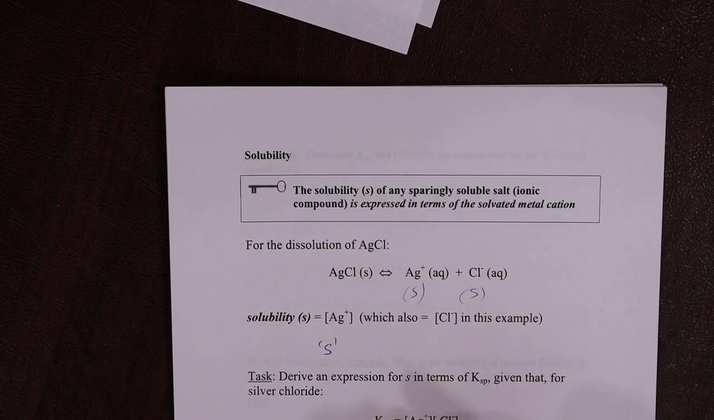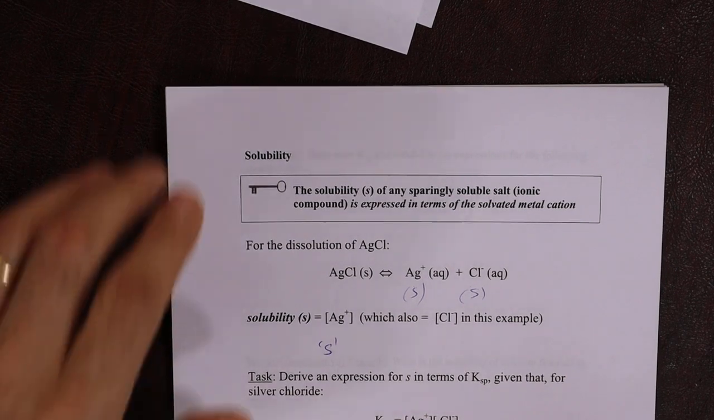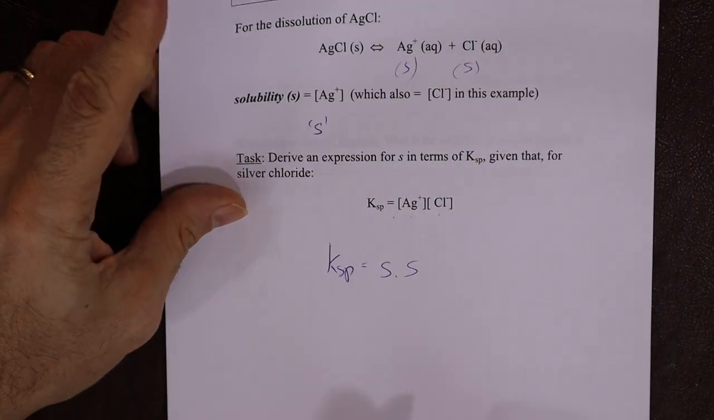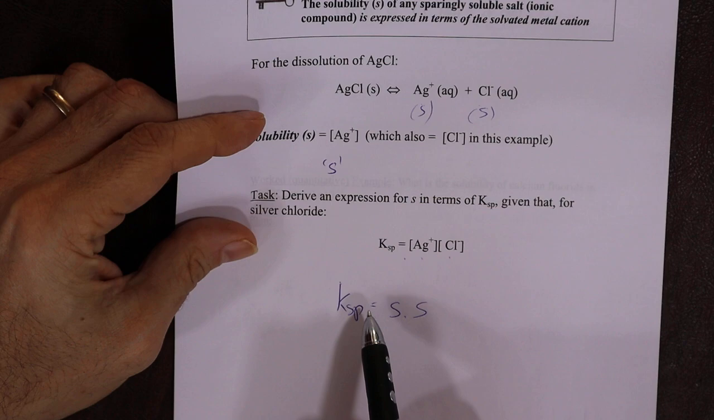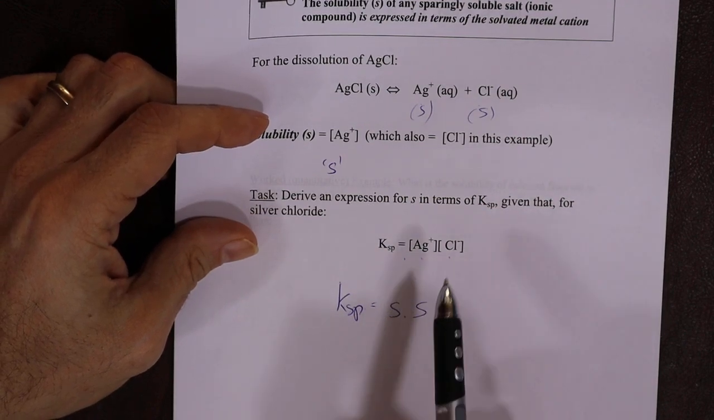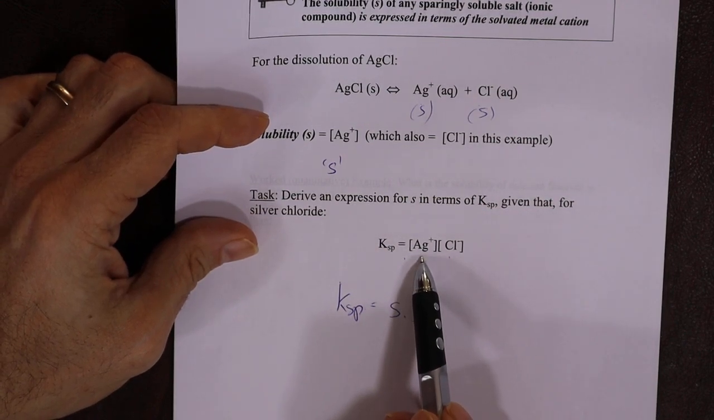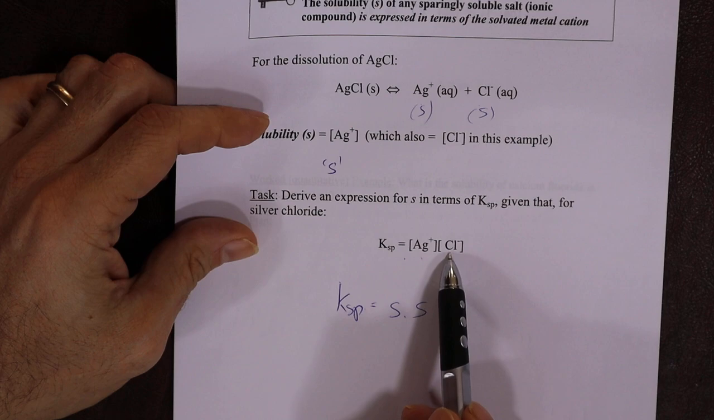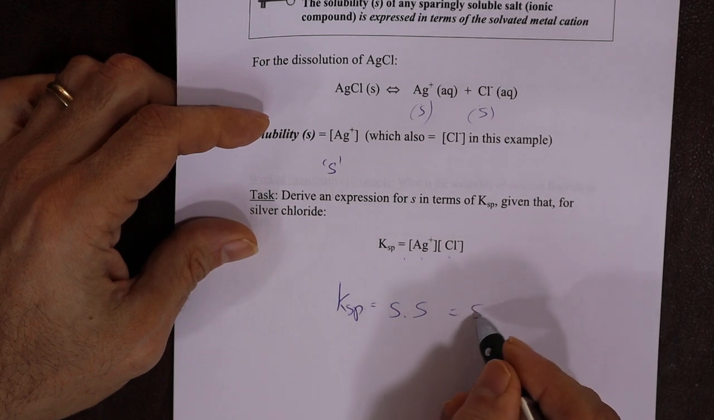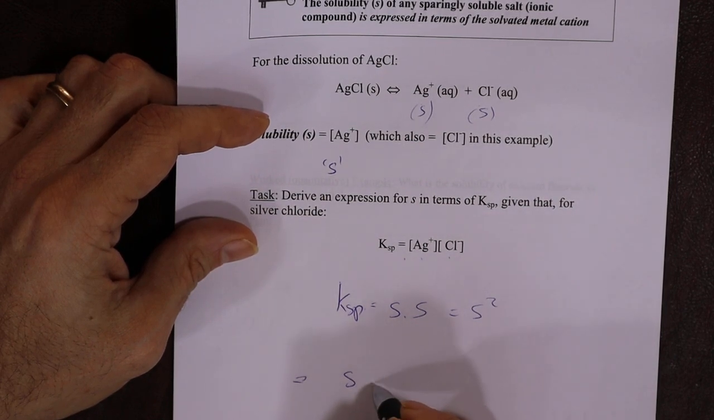Okay, so Ksp equals S times the same number S. I'm just doing it again, right? Ksp, the solubility of silver times the same number, the solubility of silver again, because it's one to one, which equals S squared. So therefore, if you want solubility by itself, it's just the square root of Ksp.